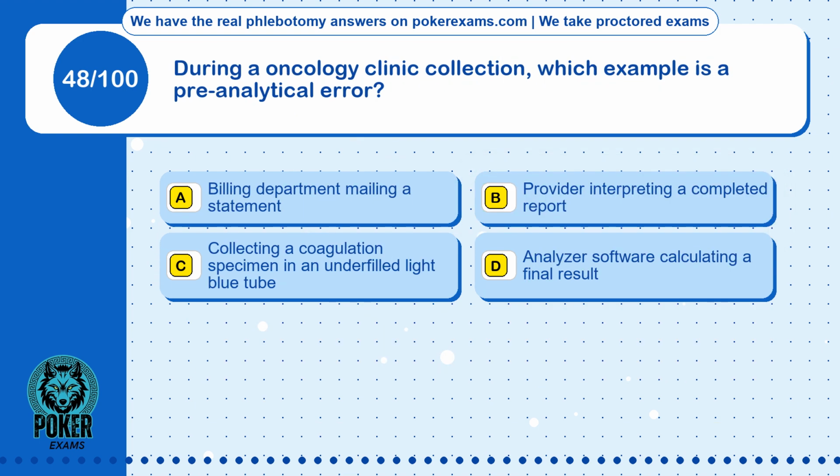Question 48. During an oncology clinic collection, which example is a pre-analytical error? Option A. Billing department mailing a statement. Option B. Provider interpreting a completed report. Option C. Collecting a coagulation specimen in an underfilled light blue tube. Option D. Analyzer software calculating a final result.